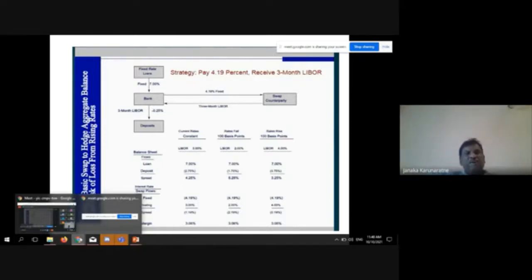So what sort of strategy would be good? Now you identify the risk, what sort of strategy would be good for you to manage it? What sort of strategy would be good for you? Now you have to structure it. Now that you have identified the risk, you have to structure a swap now. Interest rate swap.